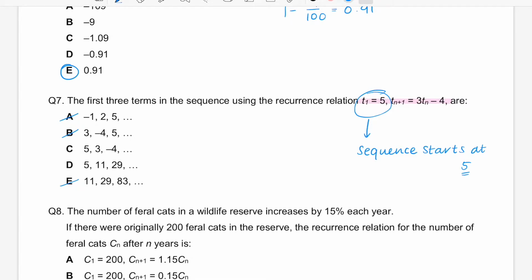Alright, so now taking a look at my recurrence relation, I can see that it says 3 times Tn minus 4. So if my T1 is 5, let's find T2, because once we find T2, we can work out which of C or D is our answer. So I'm going to do 3 times T1, which was 5, minus 4. You can use your calculator for this one, and we will get an answer of 11, which means that of my 2 options, my second value in my sequence should be 11, which means that D is my answer.